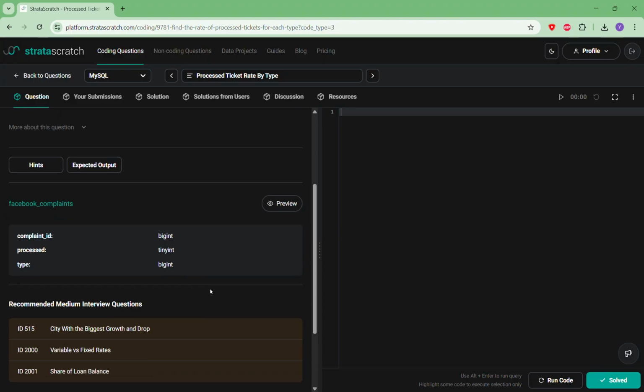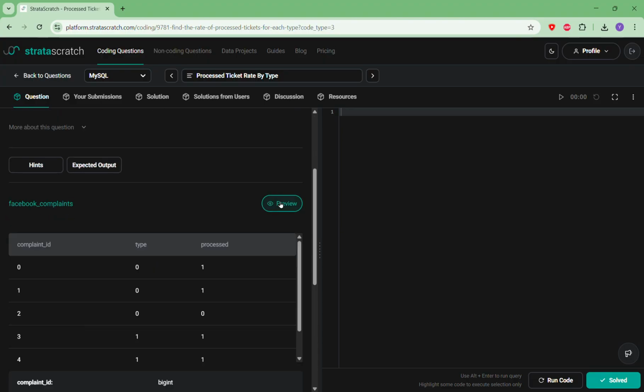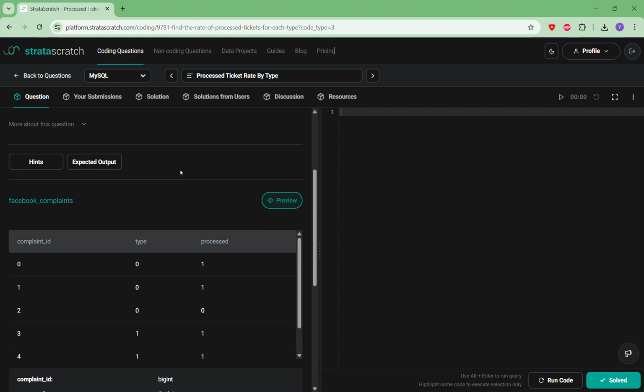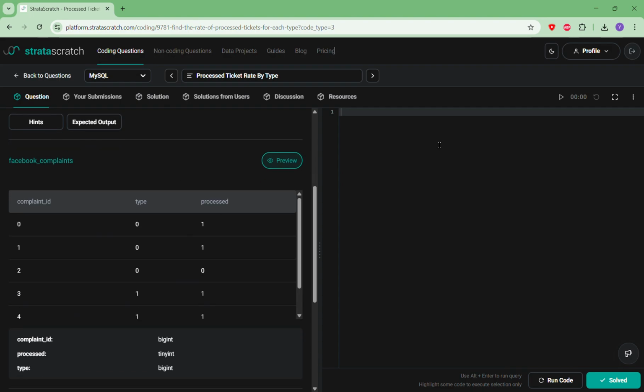Okay, here is the table. So in this question, we just have to give the type and the number of processed in percentage. So we'll select type and processed from Facebook complaint.